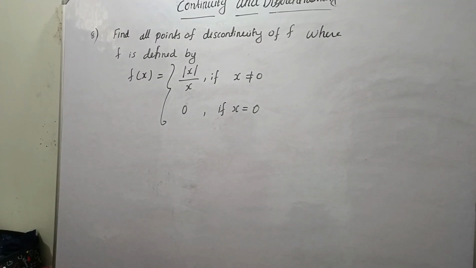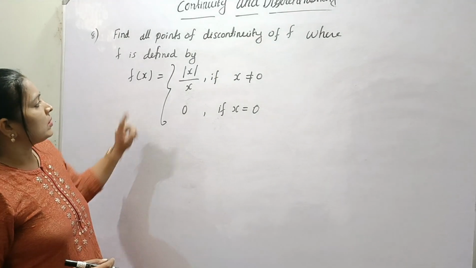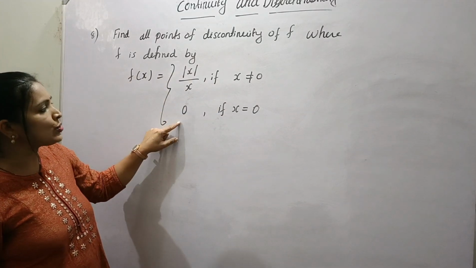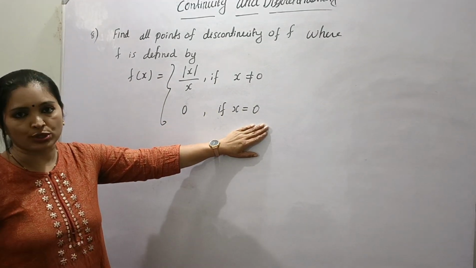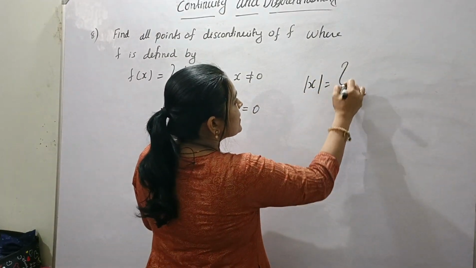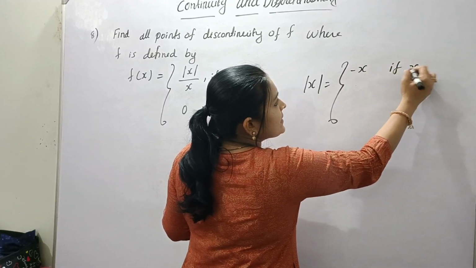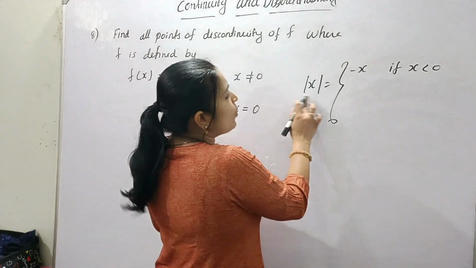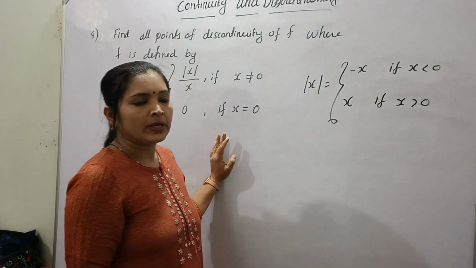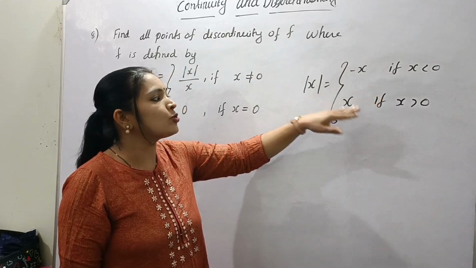Find all points of discontinuity of f where f is defined by f of x is equal to modulus x by x if x not equal to 0, f of x is equal to 0 if x is equal to 0. See, here we know that modulus x can be defined as modulus x is equal to minus x if x less than 0, right? Modulus x is equal to x if x greater than 0, right?